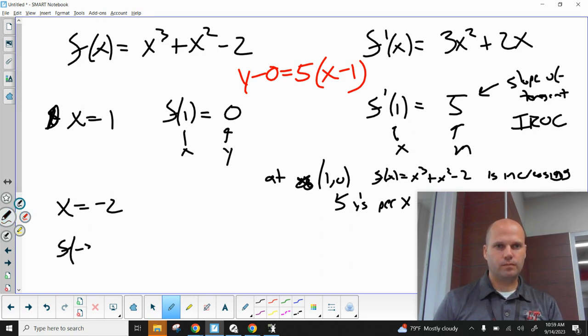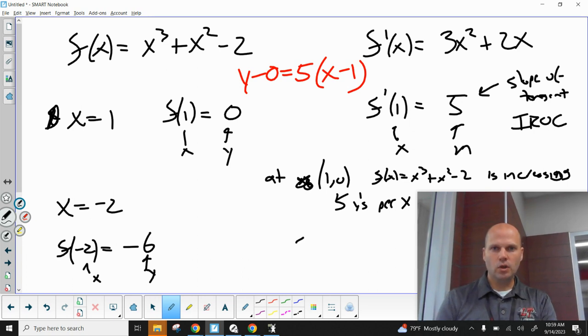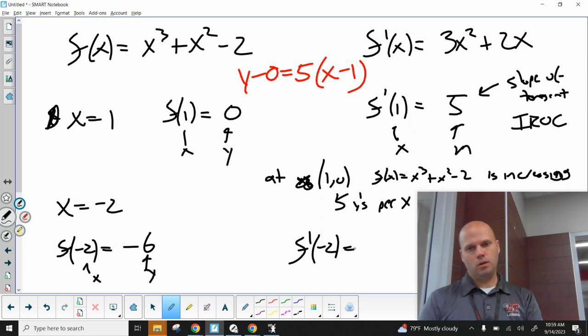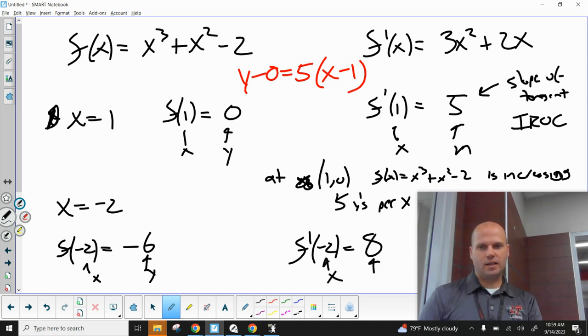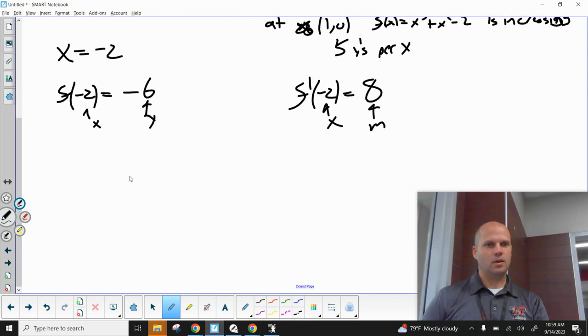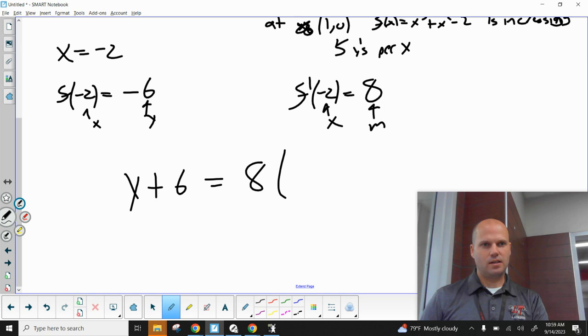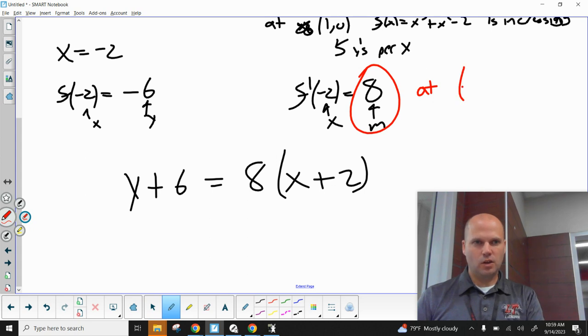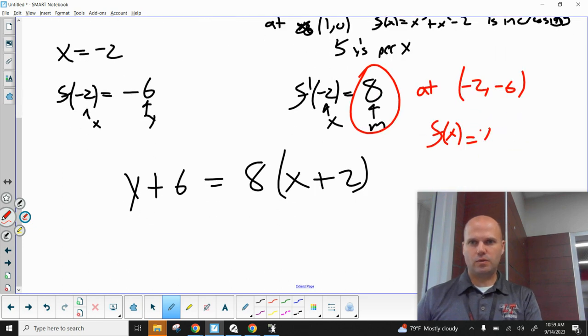Looking at negative 2. Negative 8 plus 4 minus 2. So that's negative 4 minus 2 is negative 6. X, y. Plugging negative 2 into f prime, I get 12 minus 4, which is 8. That's an x. That's an m. Y plus 6 equals 8 times x plus 2. This is telling me at the point negative 2, negative 6, my function, x cubed plus x squared minus 2, is increasing 8 y's per x.